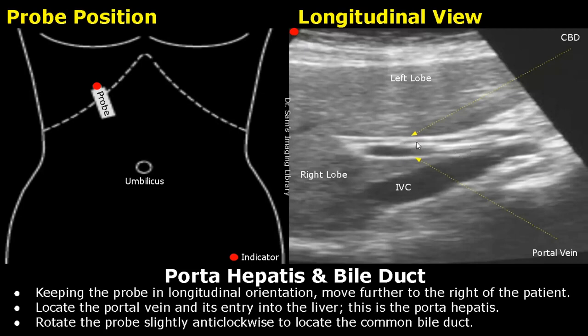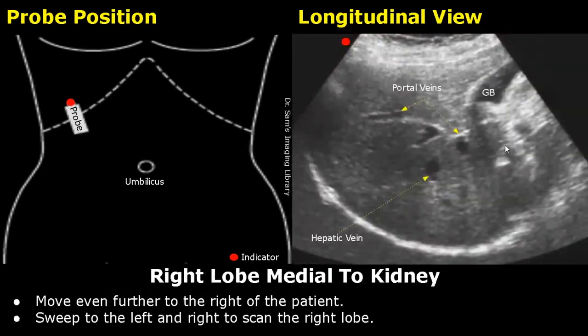Then rotate the probe slightly anti-clockwise until you see the common bile duct. It will be anterior to the portal vein. This is the common bile duct. You can measure its diameter in this view. Move even further to the right side of the patient while keeping the probe slightly rotated anti-clockwise, and you will see more of the right lobe of the liver. Sweep left and right to scan the right lobe completely.